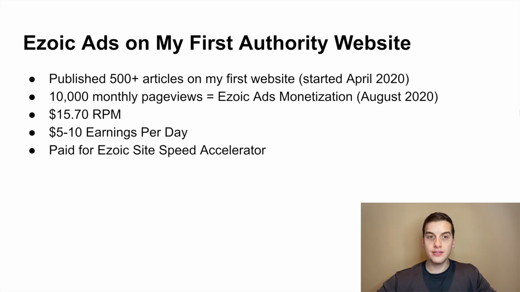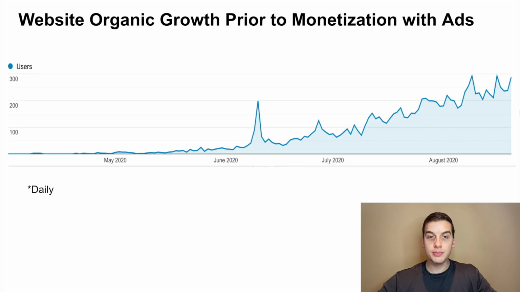But let's dive into the traffic journey for this website when I put ads on it and how it responded. The first chart you see here is my organic growth prior to monetization with ads. Like I mentioned, the site started in April 2020. You can see little to no growth in the first couple months. Once June starts rolling around, I do get some organic clicks from Google. You see that one day there, that article went viral, which was great to see. It wasn't sustainable, obviously, and came back down to earth after that.